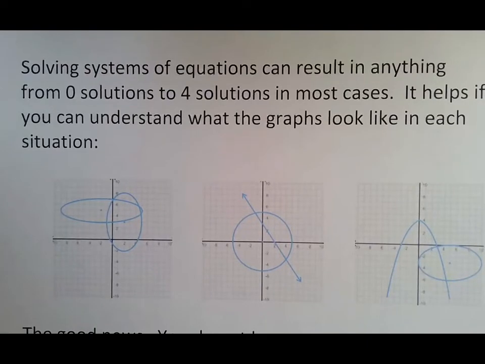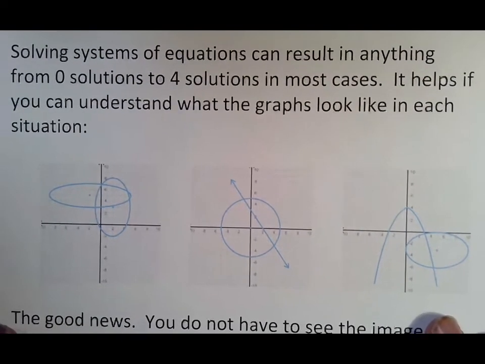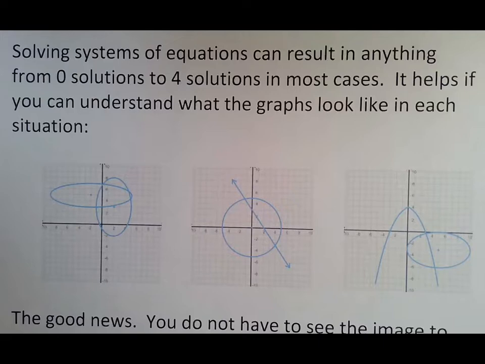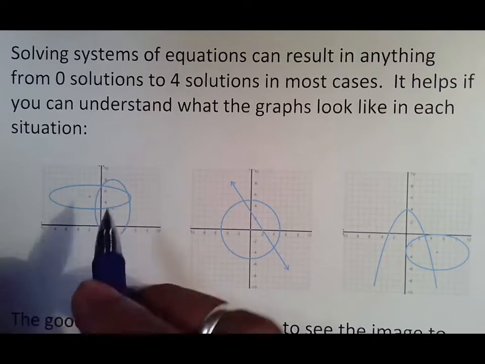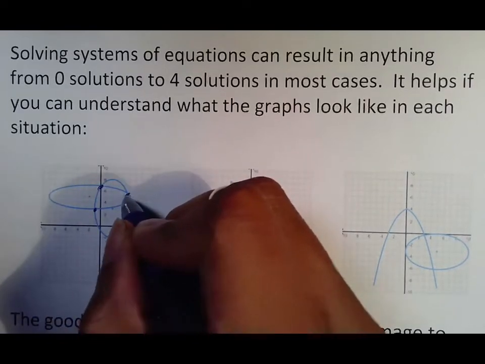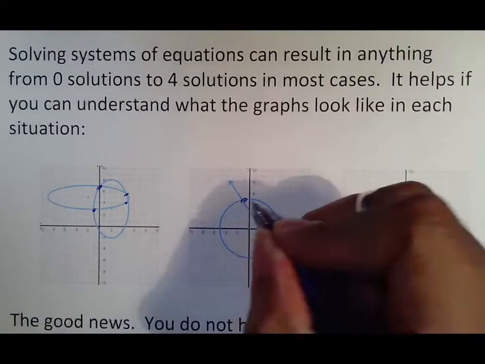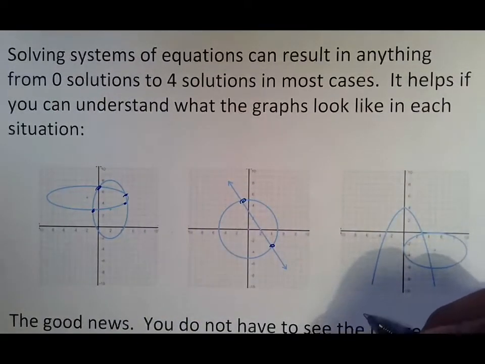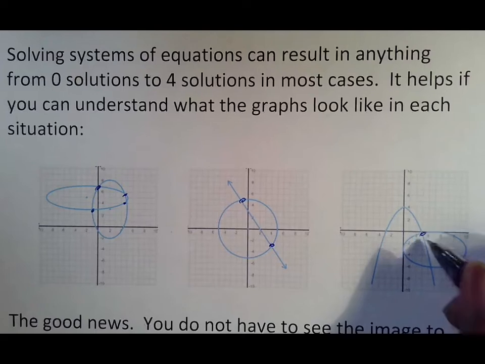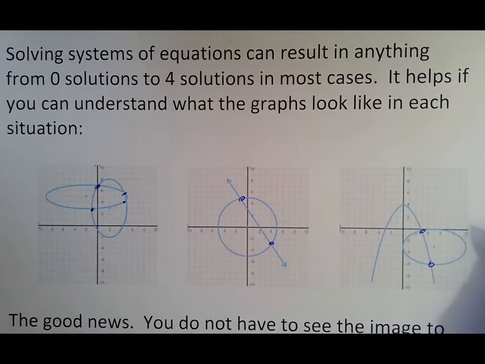Solving systems of equations can result in anything from 0 to 4 solutions. In most cases, it helps if you can understand what the graphs look like. So you might have an ellipse and an ellipse where they would meet 1, 2, 3, 4 times, so you should find 4 solutions. You could have a circle and a line that could meet in 2 locations. You could have a parabola and an ellipse that meets in 2 locations. There's no telling what you would see.